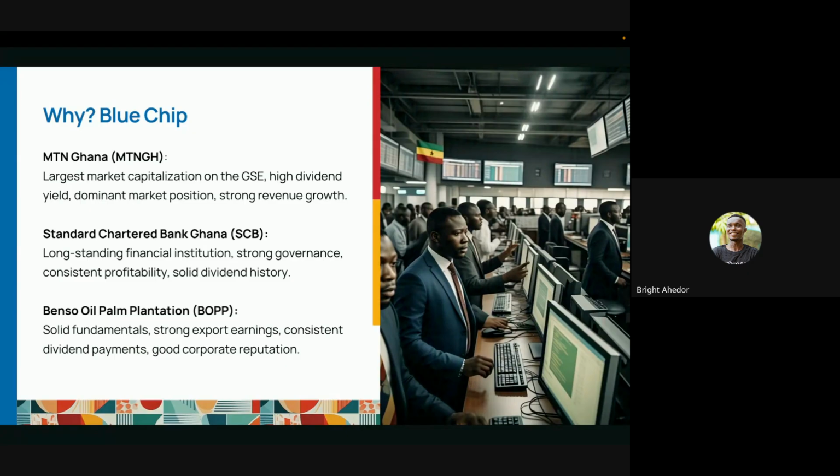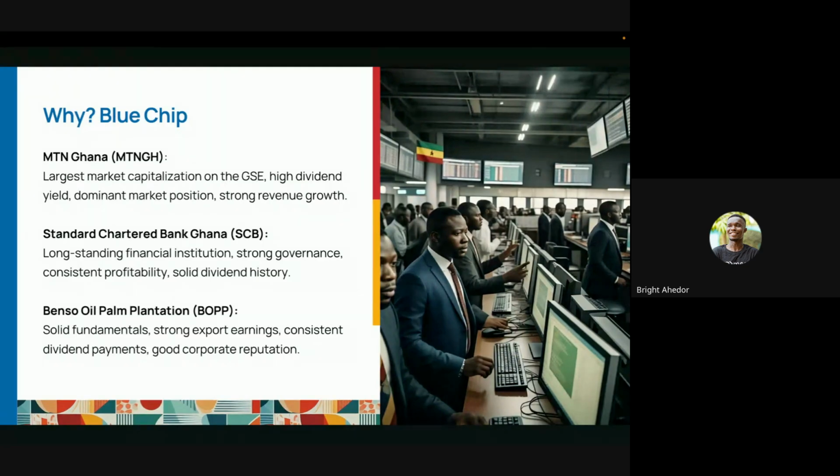If you are choosing one blue chip, let's say MTN, the reason it's a blue chip is that in Ghana, MTN has the largest market capitalization right now. It's the one leading the market in Ghana, right? And it has a very dominant market position. If you take all the telcos or the Momo companies in Ghana, MTN is the biggest. That makes them a very solid company. So you can say, if I'm doing blue chips, I'm going for MTN because it has a good track record, a strong background and strong revenue growth.